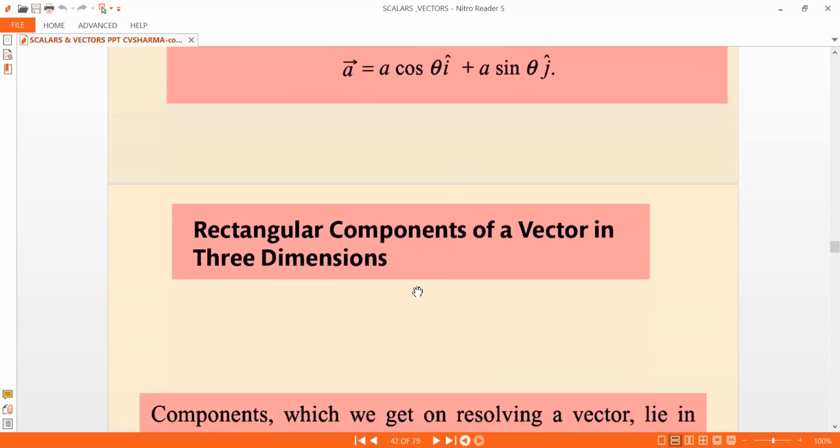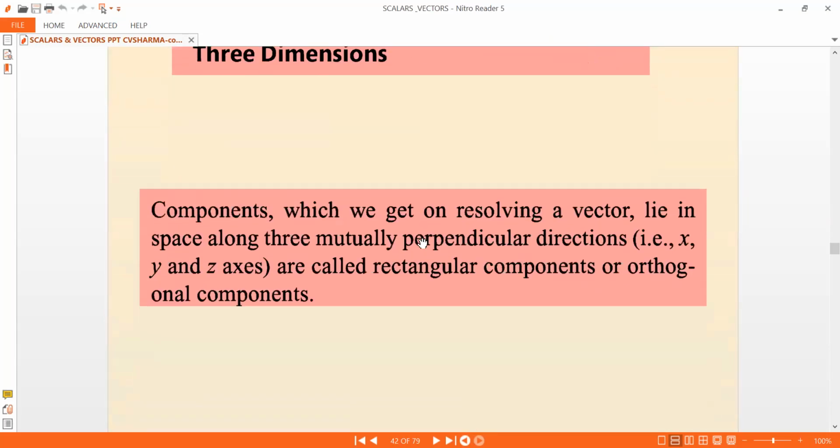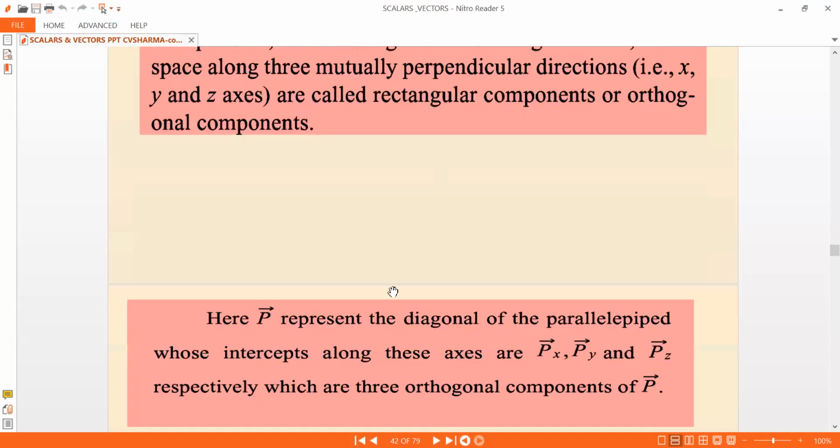is rectangular components of vectors in 3 dimensions. The components which we get in resolving the vector lying in space along the 3 mutually perpendicular directions, that is x, y, z axis, are called rectangular components or orthogonal components. So if the vectors are mutually perpendicular to each other, they are said to be the orthogonal components.